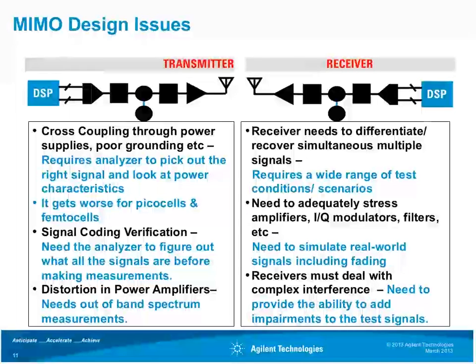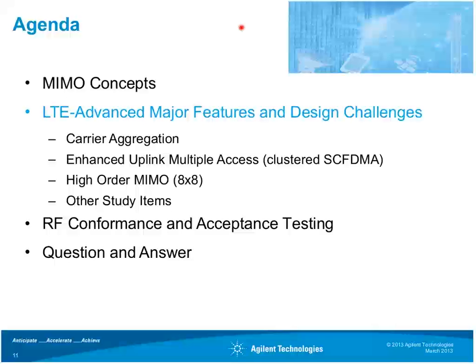For the receiver, it needs to recover simultaneous multiple signals and adequately test all the components within the block diagram against real-life conditions, including interference. So analyzers need to be able to pick out the right signals in the spectrum and be able to demod and decode the signal. You also have to be able to look at the spectrum to see if interference is being generated. To test a receiver, you need signal generation to create a wide range of scenarios, including fading and interference.